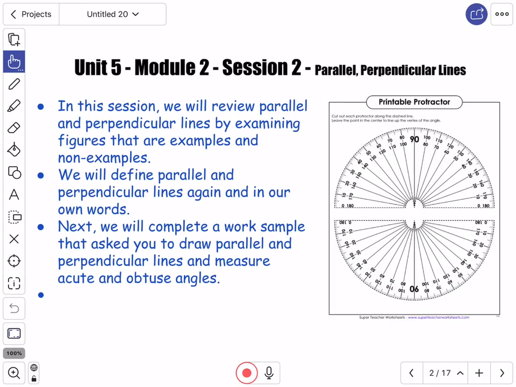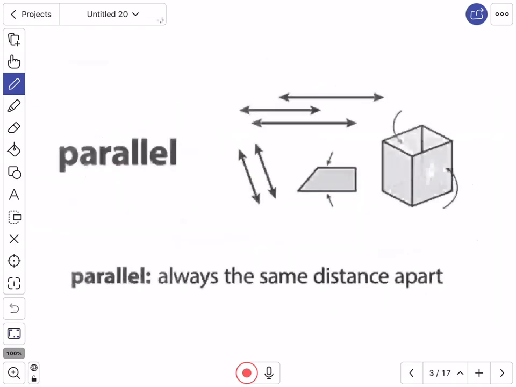Unit 5, Module 2, Session 2. It is called Parallels, Perpendiculars, and Angles. We are going to review parallel and perpendicular lines by examining figures that are examples and non-examples. We will define parallel and perpendicular lines again in our own words, and next we will complete a work sample that asks you to draw parallel and perpendicular lines and measure acute and obtuse angles.